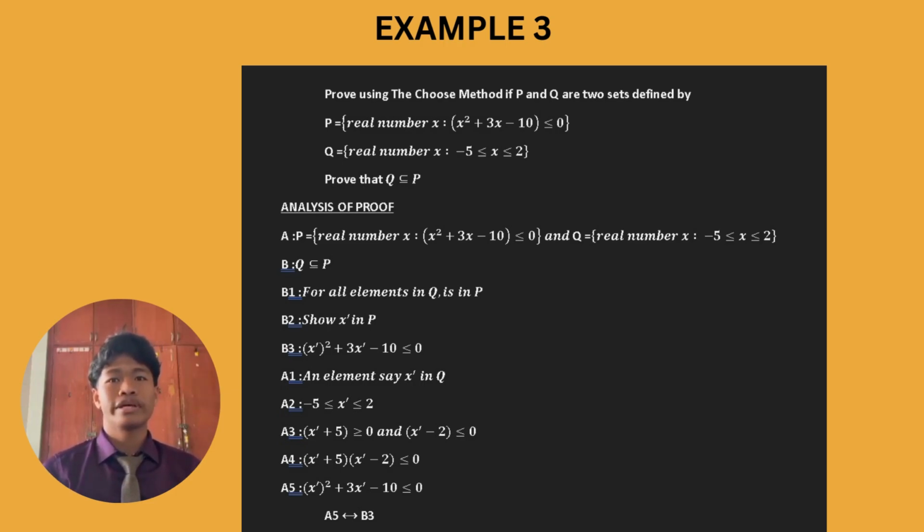After that, we choose an element, say x prime in Q, as A1. Then we substitute x prime in the inequalities of elements in Q. Then we separate them into two inequalities and combine them to be one inequality which is less or equal to 0. Then we simplify it. Finally, we got A5 that is equivalent to B3, which makes this statement proven to be true.